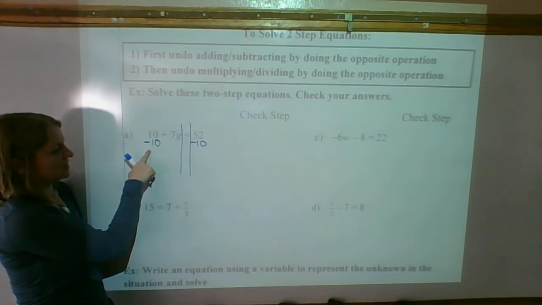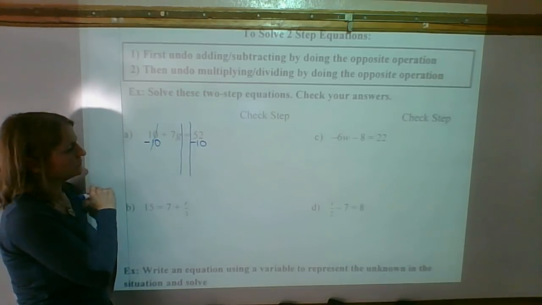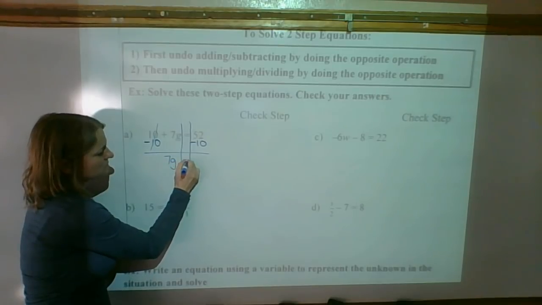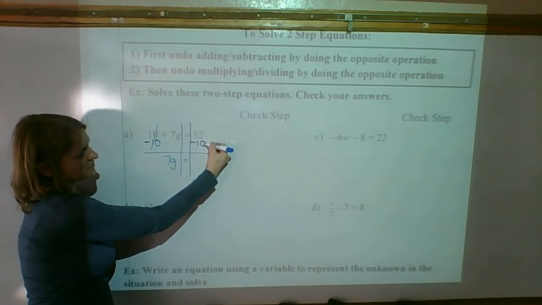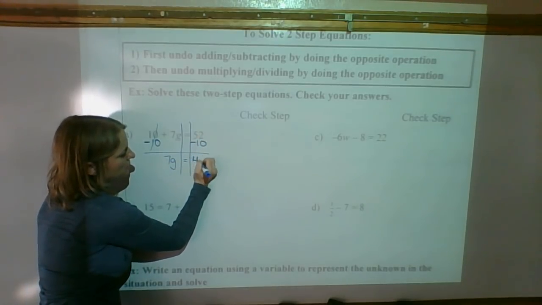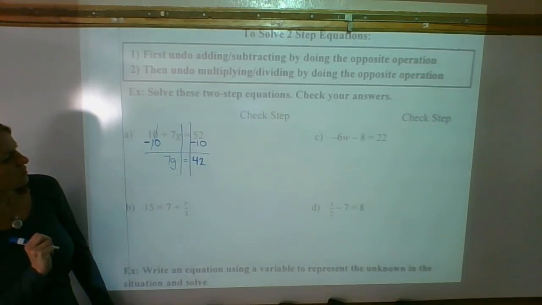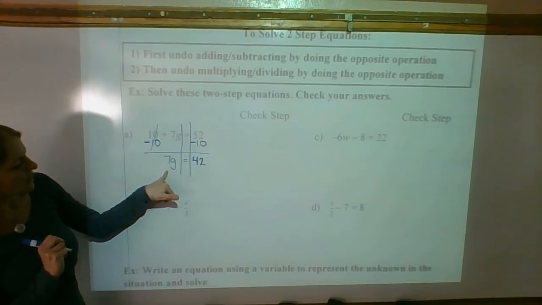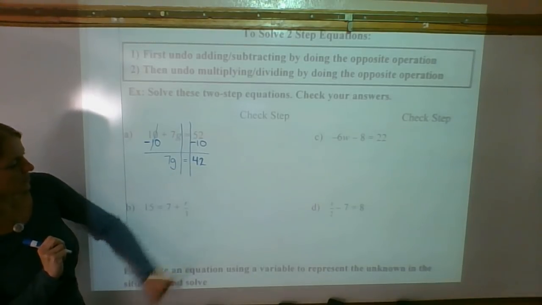So if I have a 10 and I take it away, it's now gone, and we're left with 7g on that side. Equals, on this side, 52 minus 10, which leaves me with 42. Okay? So I did my first step. I undid my adding and subtracting. Now I'm down to just 7 times g equals 42.